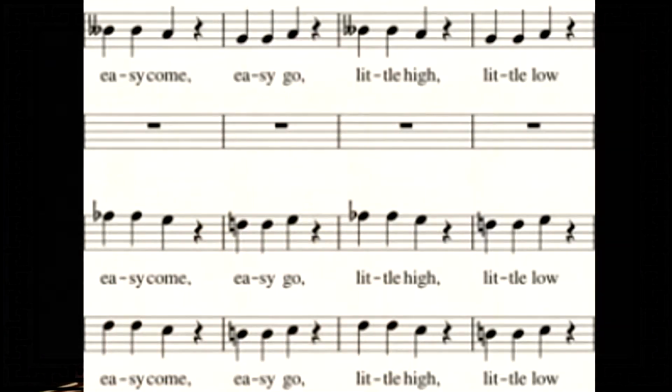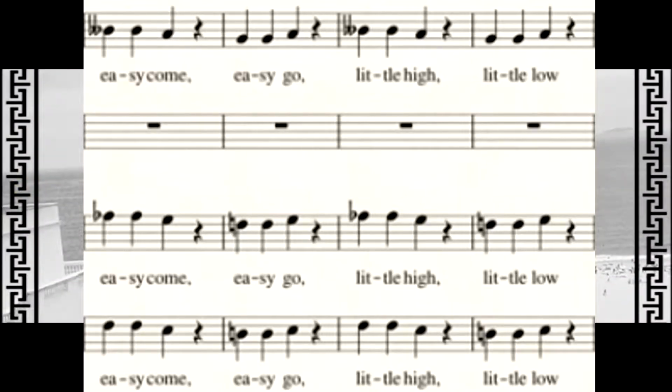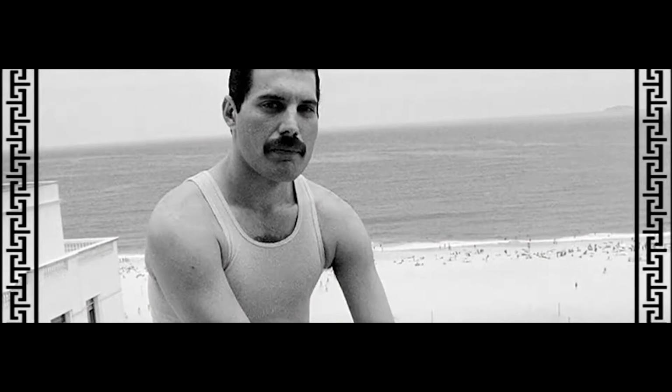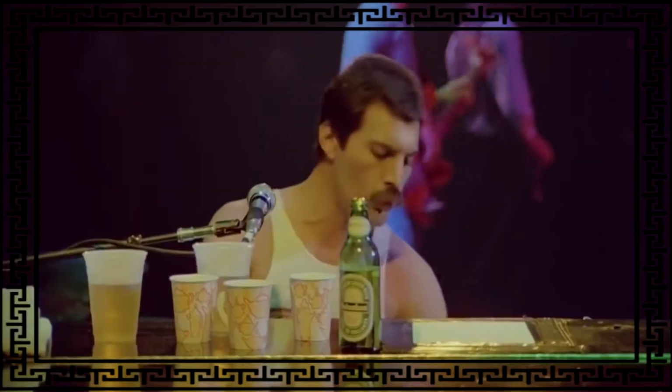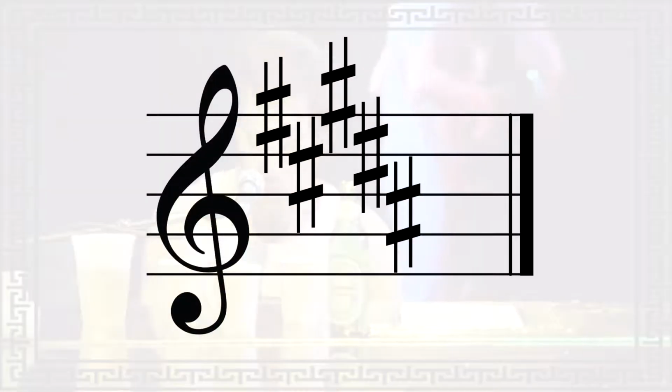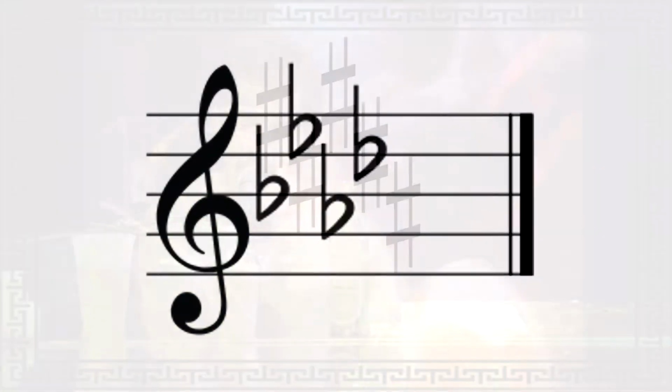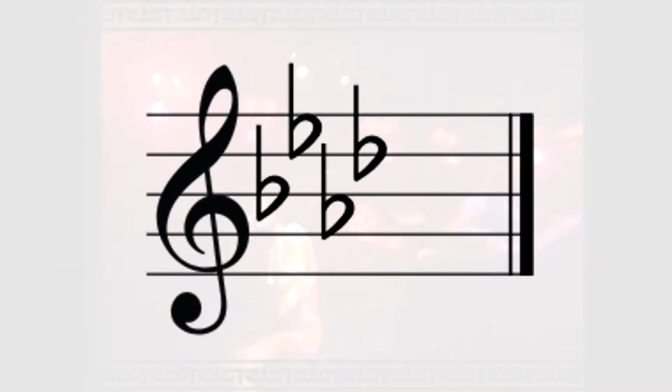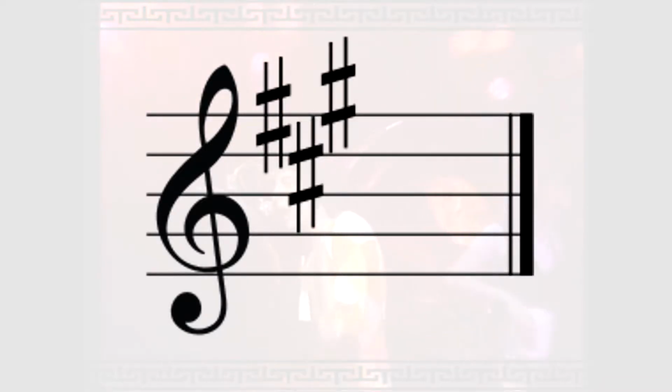The next major point of interest occurs on the line easy come, easy go, little high, little low. You'll notice that the harmonic movement sounds very tight. That's because this section only oscillates between 3 different triads: B major, B flat major, and A major.